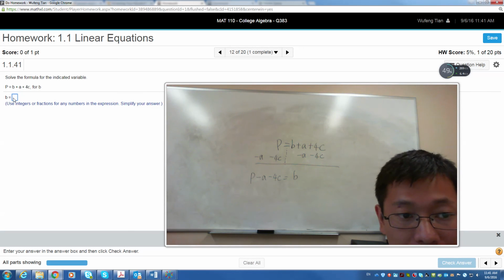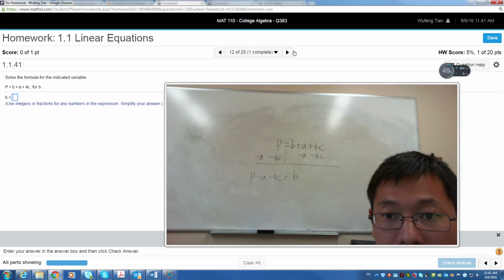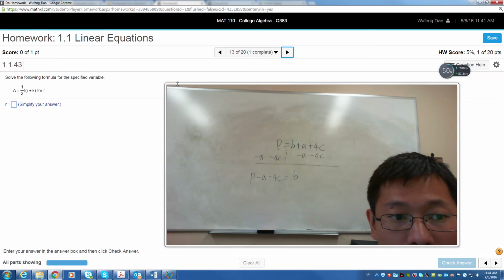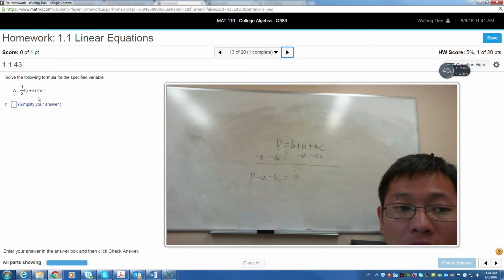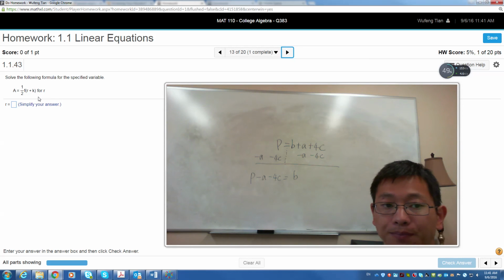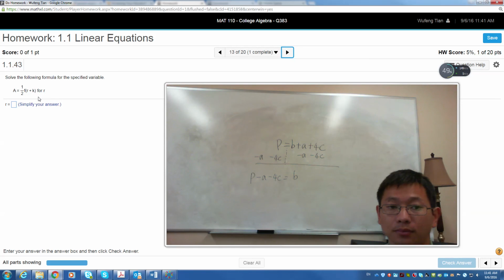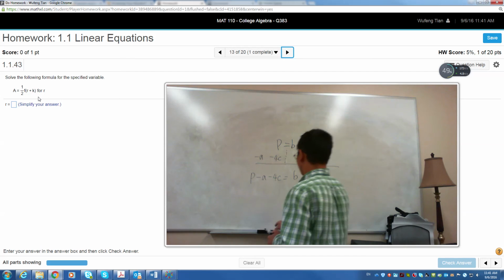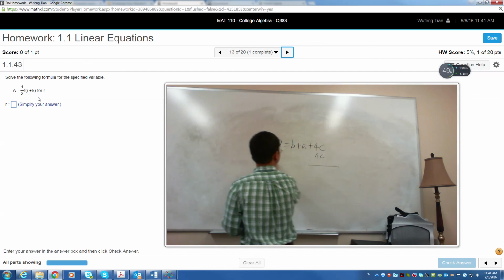I don't want to check it because I know it's right and I have to move the screen again. And this is the same thing if you solve for r. You multiply both sides by 2. Okay, let me see. Just one more example.